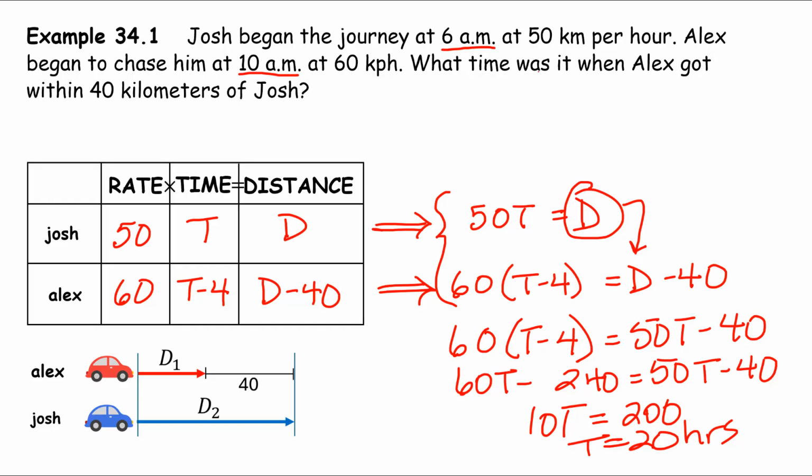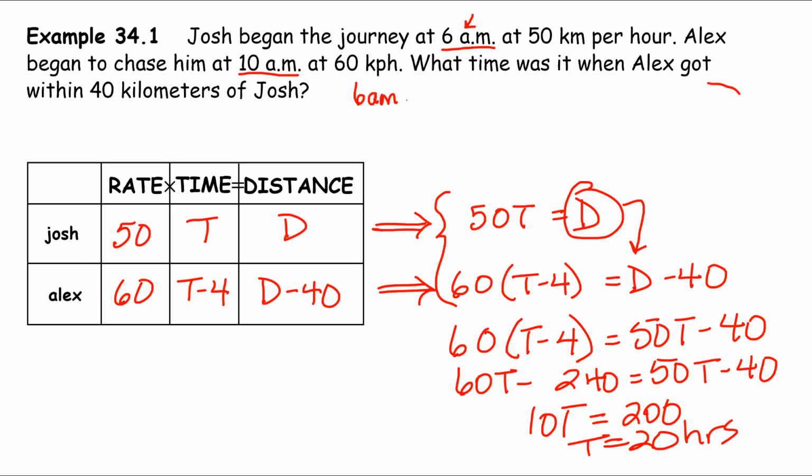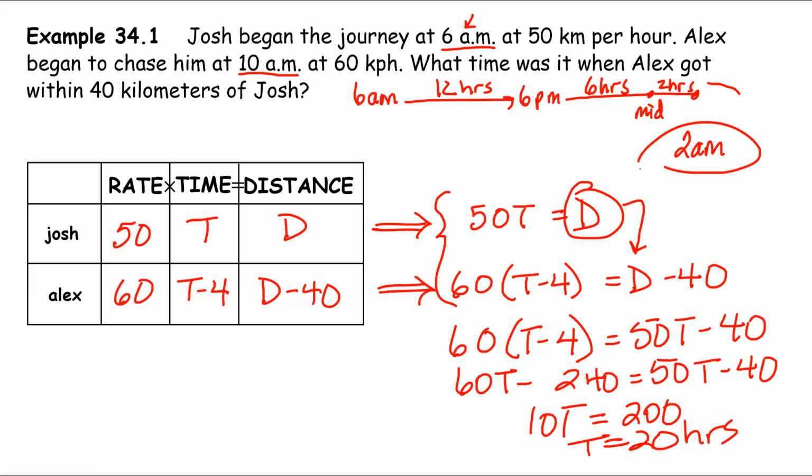So we need to look at what time Josh left. Josh left at 6 a.m. If he goes for 12 hours, that's going to be 6 p.m. So if he goes from 6 to midnight, that's another 6 hours, so that's 18, and then 2 more hours past midnight is going to be 2 a.m. So 2 a.m. is what time it is when Alex gets within 40 kilometers of Josh.